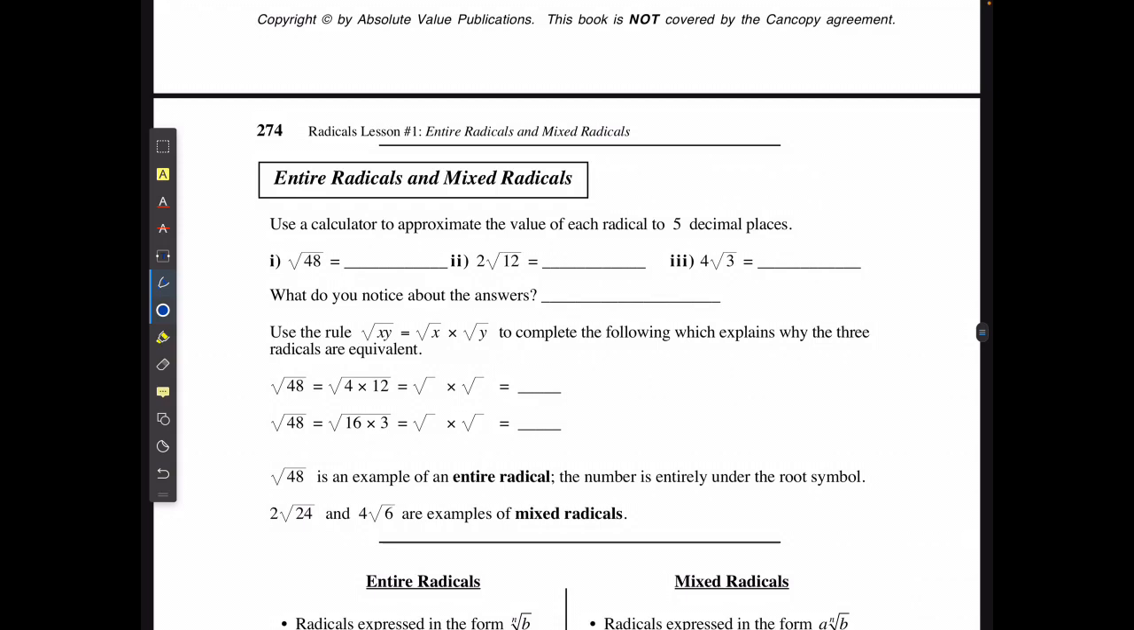Now, if I'm using a calculator to approximate to 5 decimal places what each of these are, if I put the square root of 48 in my calculator, I get 6.92820. Conveniently enough, if I take 2 times the square root of 12, I also get 6.92820, and 4 times the square root of 3 also gives me 6.92820. What do you notice about the answers? Well, they're all the same.